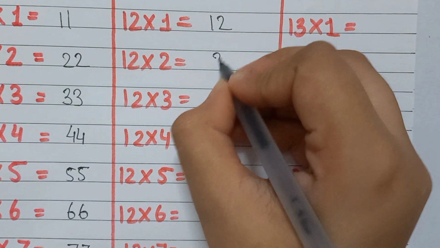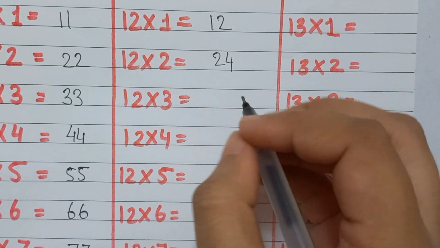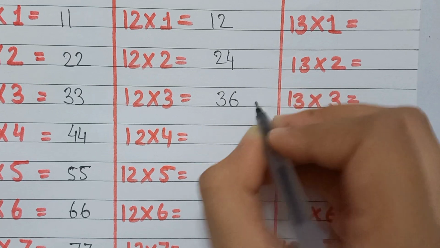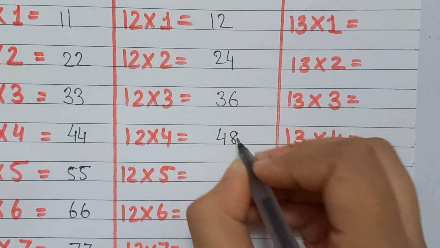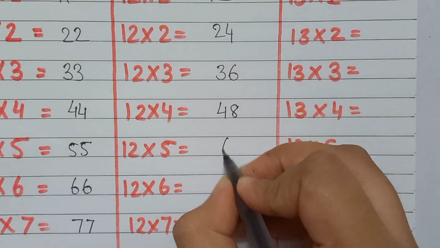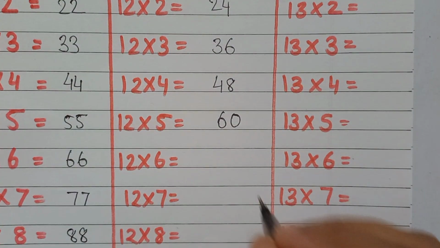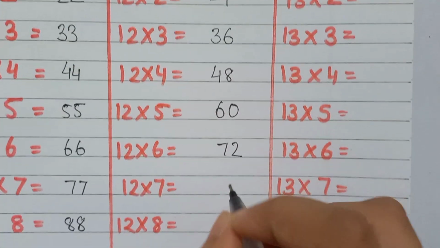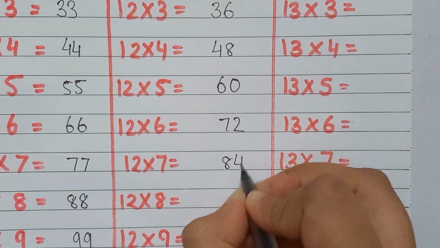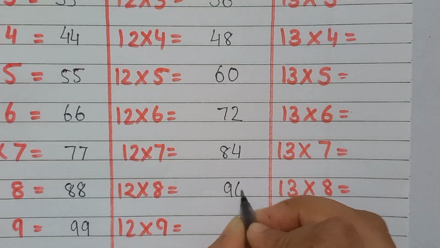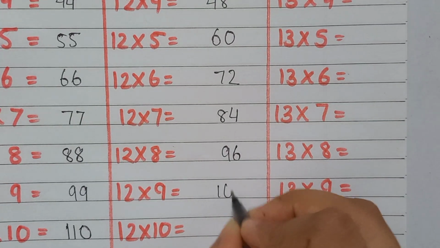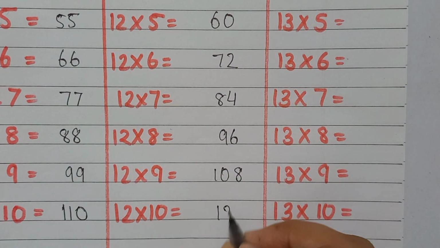12 twos are 24. 12 threes are 36. 12 fours are 48. 12 fives are 60. 12 sixes are 72. 12 sevens are 84. 12 eights are 96. 12 nines are 108. 12 tens are 120.